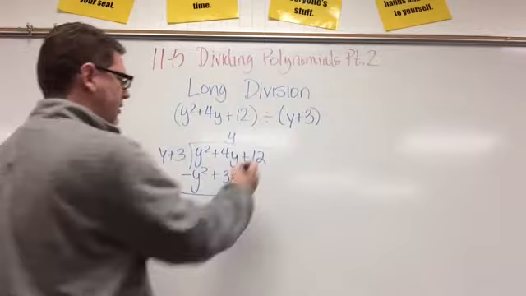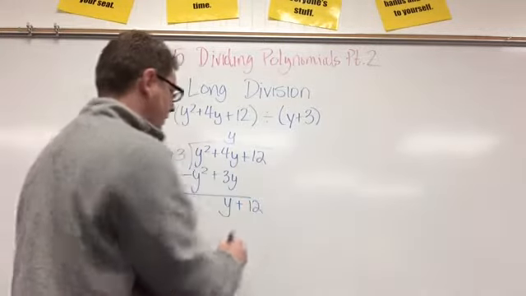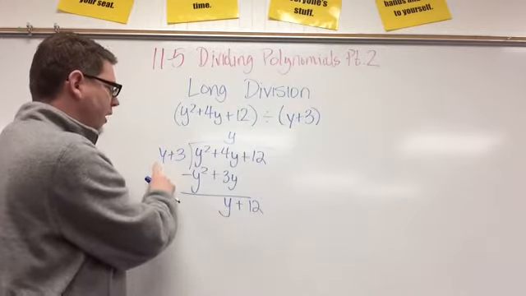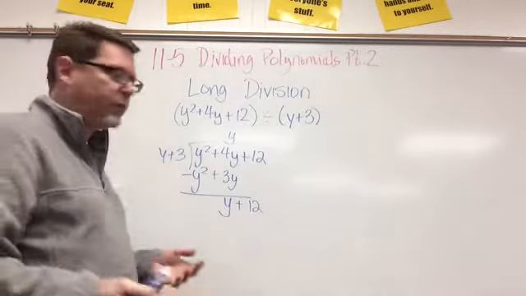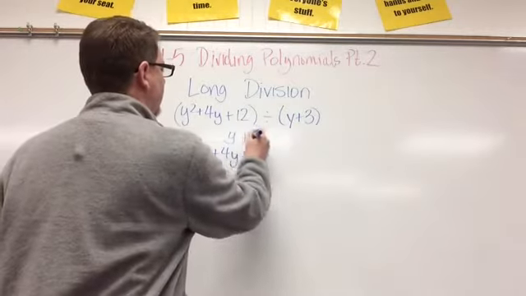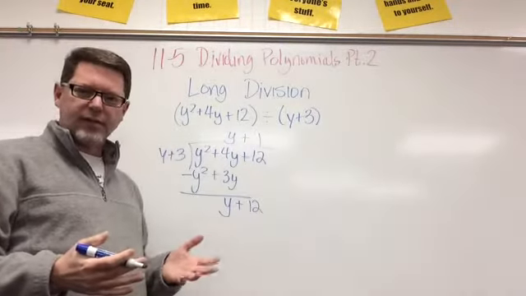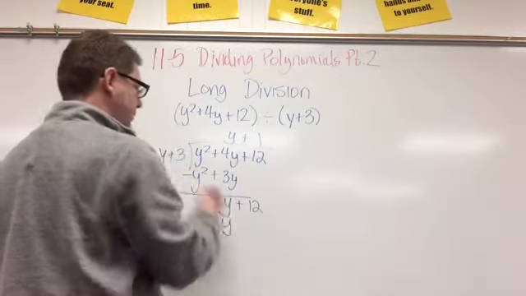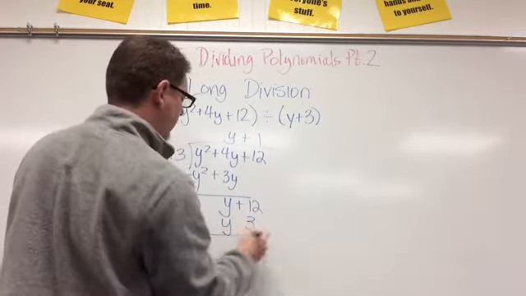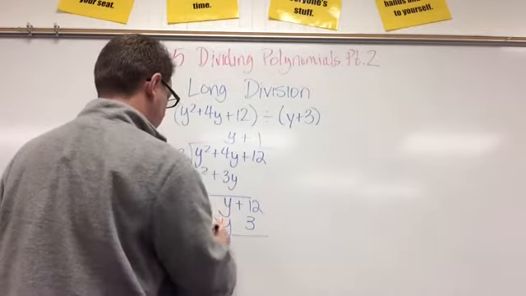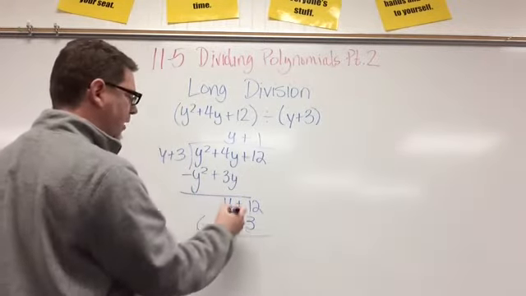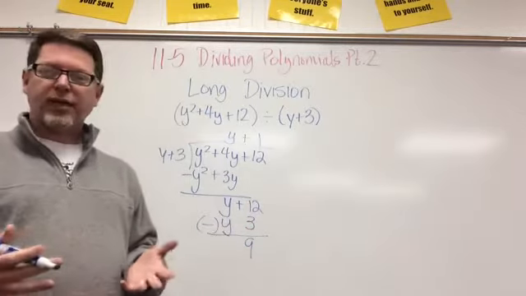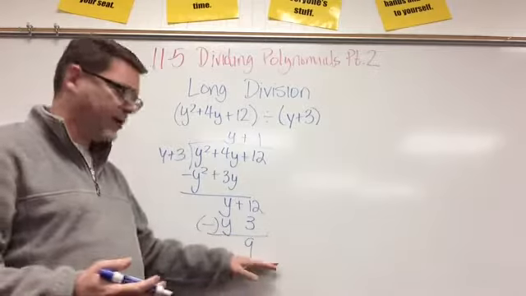And just like in long division, I'm going to bring the 12 down. Again, I'm only looking at the first term. So I'm going to see how many times will y go into y. And that would be 1. And so I'm going to put plus 1 because they're both positive. So 1 times y is y, and 1 times 3 is 3. And so I subtract them. Y minus y is nothing, and 12 minus 3 is 9. I don't have anything else to bring down, so that's my remainder, 9.